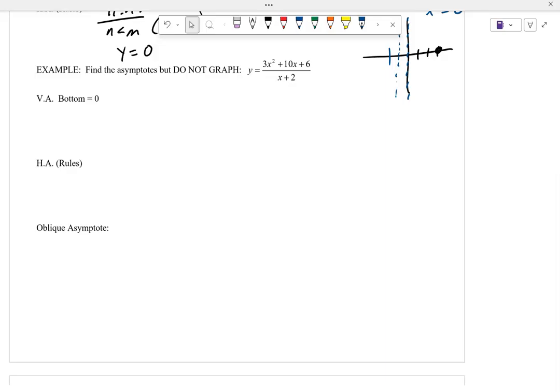Again, another good time to pause the video if you'd like to and try the problem here. So if you're looking at this, do we have any vertical asymptotes? Well, we'll have a vertical asymptote as long as nothing cancels. Let's go ahead and see if anything cancels. If I was to factor the top here, it looks like I'd have, let's see.